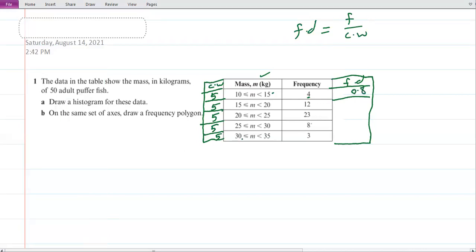Meanwhile, can you complete the frequency density for this one? Just give me 1 minute, please. Complete frequency density for each class because you have the frequency and you have the class width as well. So complete that. I'll just be back in 1 minute.